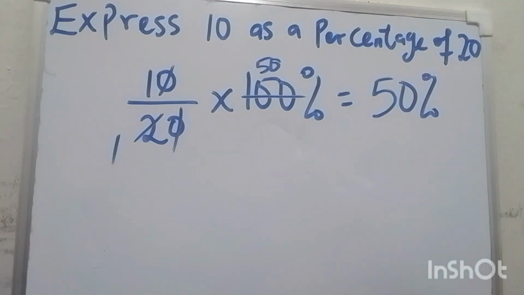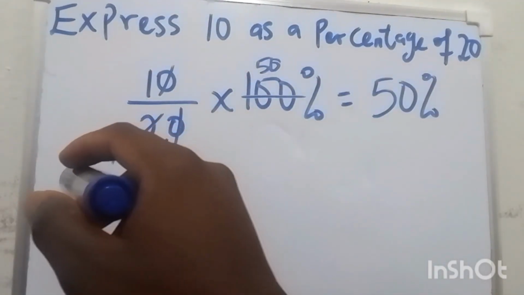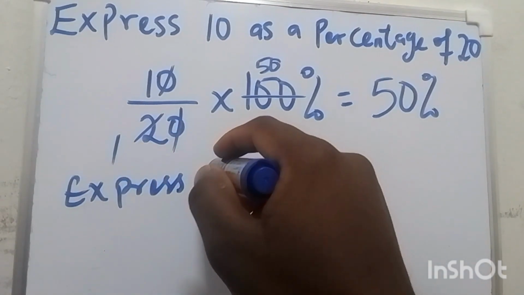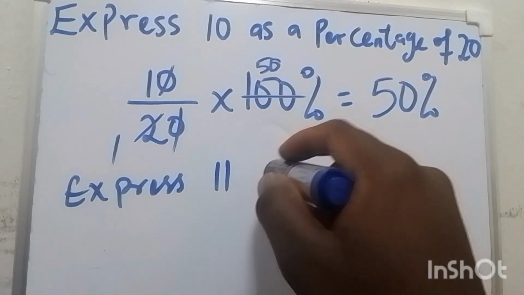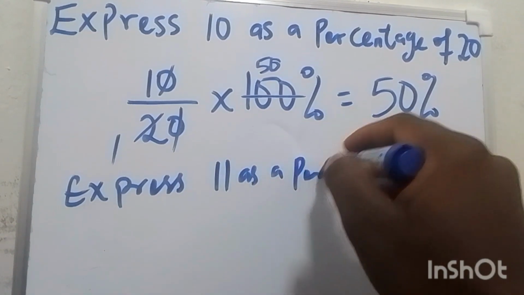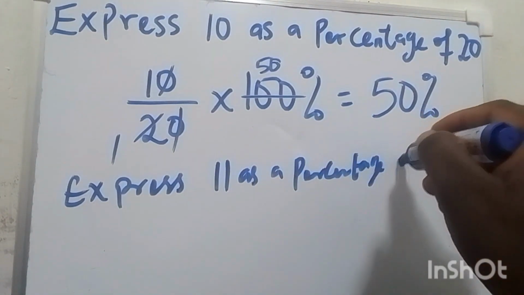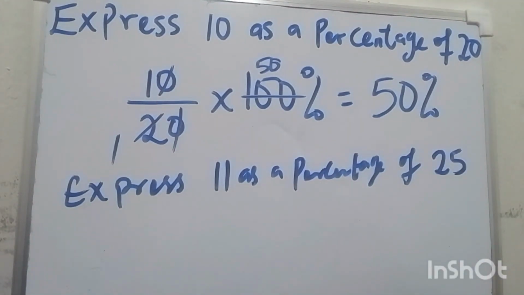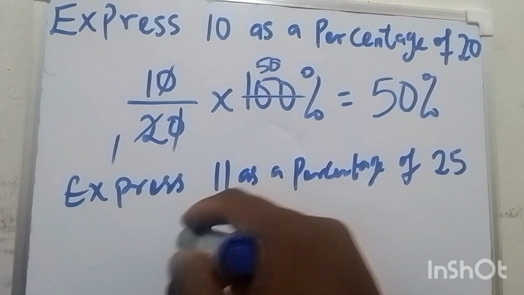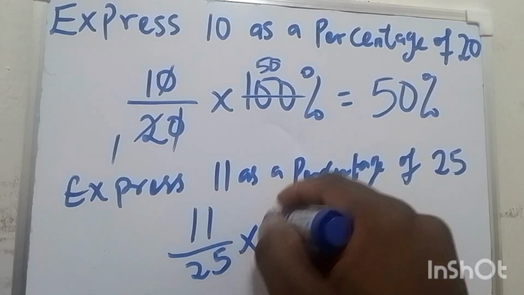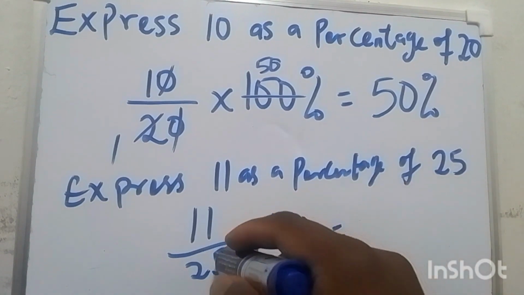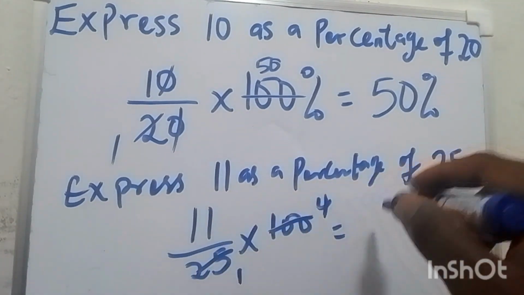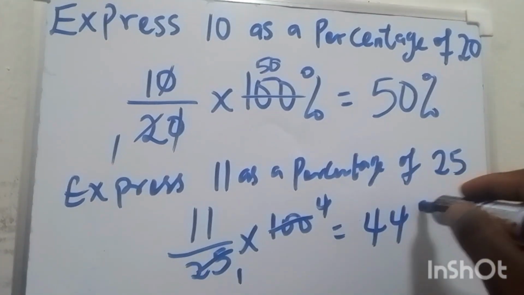Okay, another example, let's have it as express 11 as a percentage of 25. This is quite easy, the same process: 11 over 25 multiplied by 100. We divide 25 here by 25 to get 1, and 100 by 25 gives us 4. 4 multiplied by 11 gives us 44%.